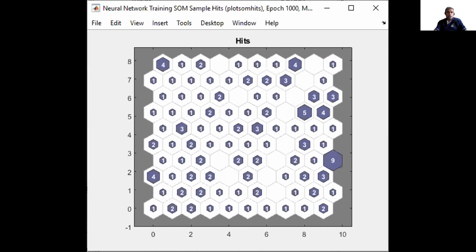Right? And if you want to know a little bit more about self-organization maps, I suggest you go through the Wikipedia page. It has some nice animation explaining how these things are done.